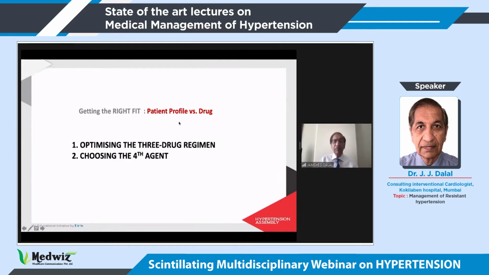Then, of course, when we look at patients' treatment, we have to optimize the three-drug regimen. So though we say resistant hypertension is those who do not respond to three drugs, it's important what three drugs you choose. If you choose three random wrong drugs, or if you give inadequate doses, then you can't call this patient really a resistant hypertension. And then, of course, choosing the fourth or fifth agent as may be required.